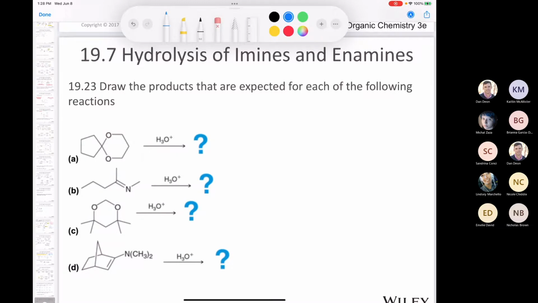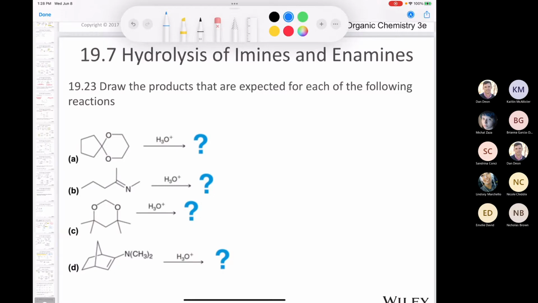So let's take a look and see if we can draw the products of the hydrolysis. We've got 2 acetals, an imine, and an enamine here. So we have the whole smattering, if you will, of all the different kinds of functional groups that we've looked at in the last couple of sections.